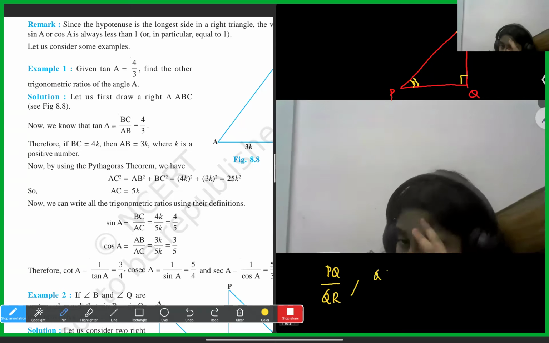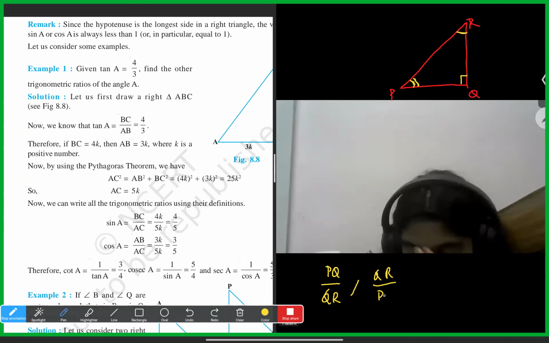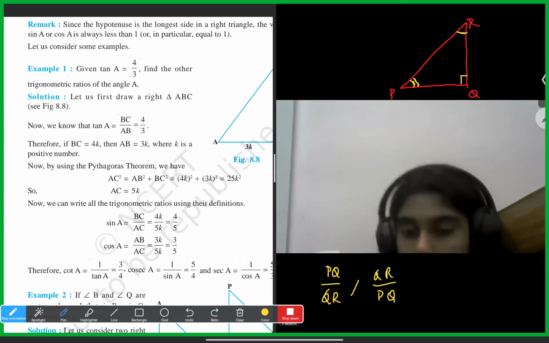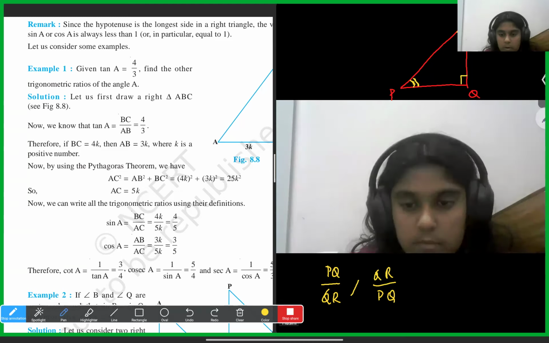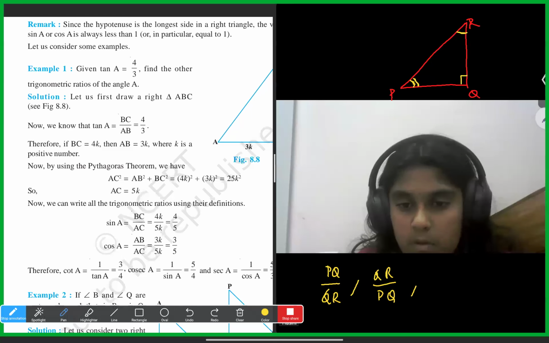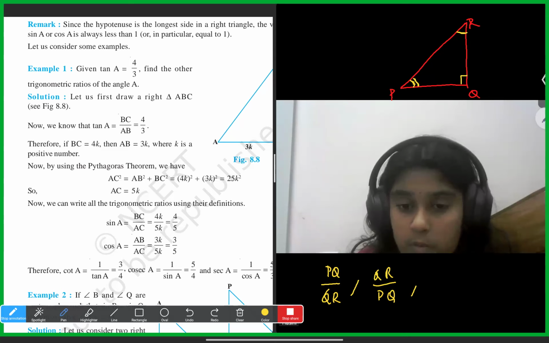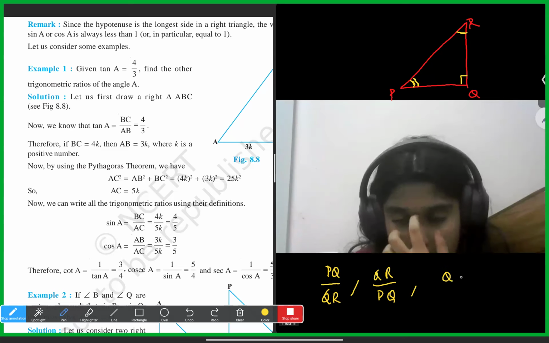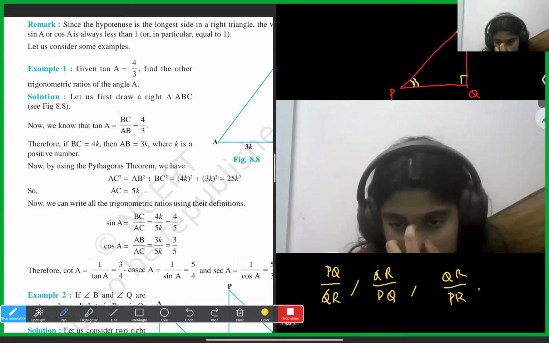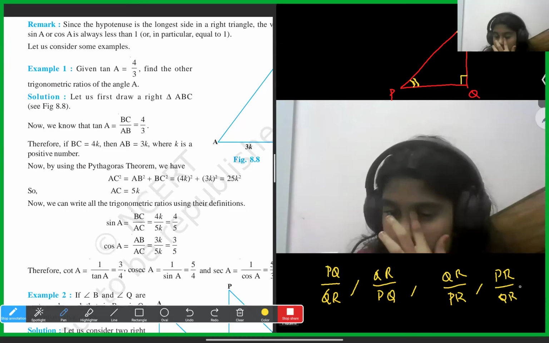And another one I can write is QR by PQ, if I reverse it. Like that, linking all the sides of the right angle triangle. Another I can take is QR by RP, and its reciprocal PR by QR.